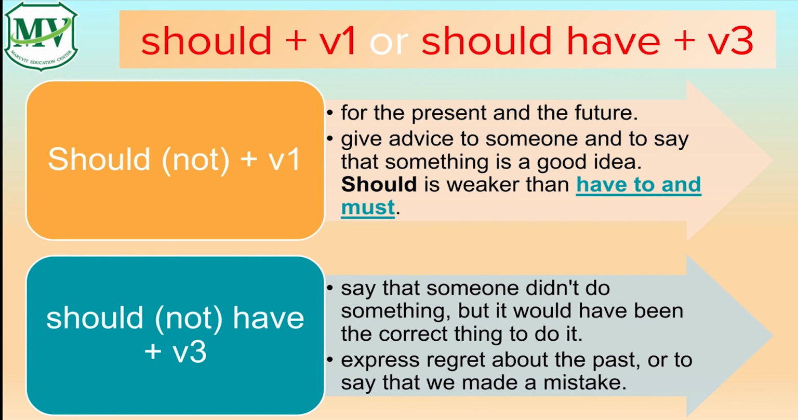Let's summarize before doing the exercise. We use should plus verb 1 for the present and the future to give advice to someone and to say that something is a good idea. Be reminded that should is weaker than have to and must. We use should have plus verb 3 or past participle to say that someone didn't do something, but it would have been the correct thing to do. We also use should have plus verb 3 to express regret about the past or to say that we made a mistake.